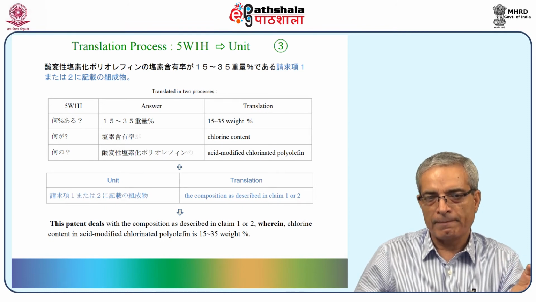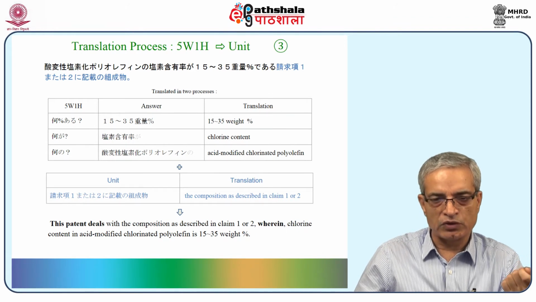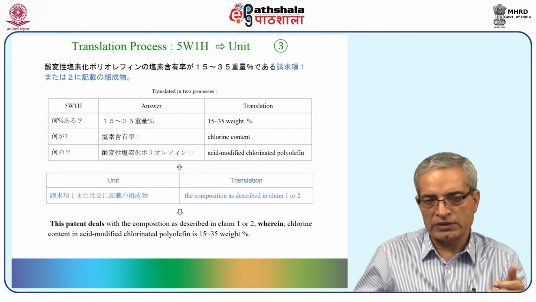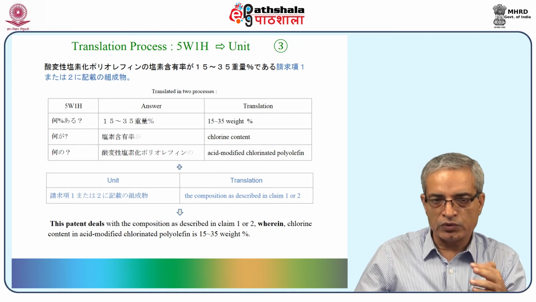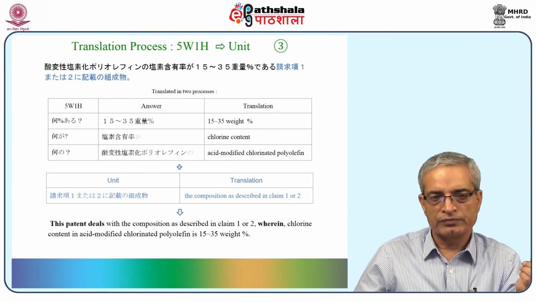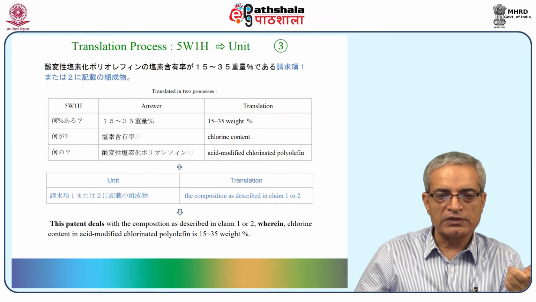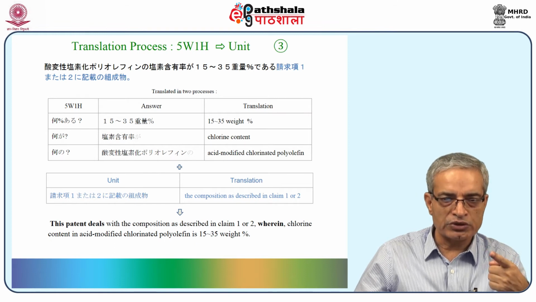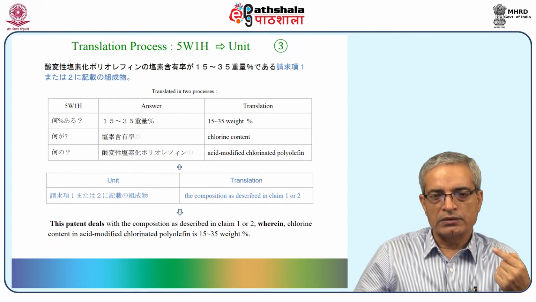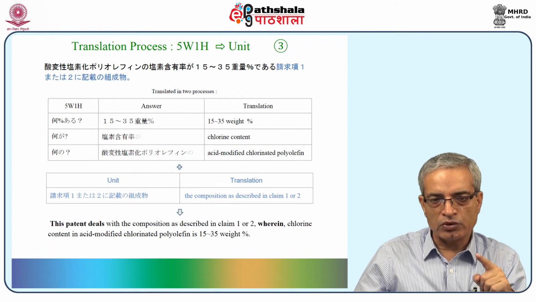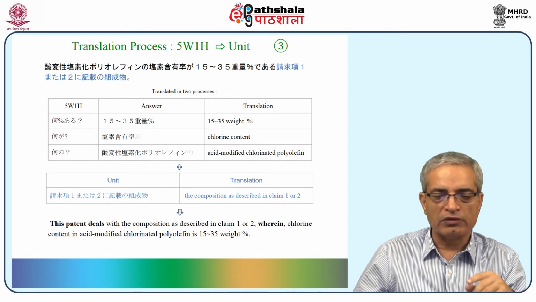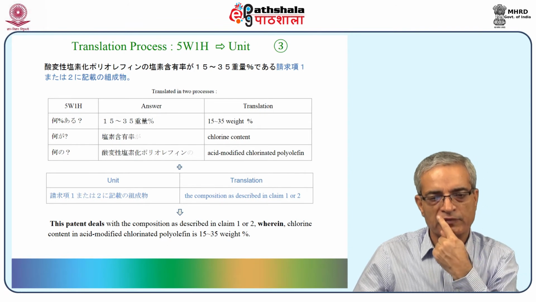The composition as described in claim 1 or 2. In the previous one, it was only one claim probably. It could be 1 to 10. It can be 1 and 2. It could be 1 or 2. So this patent deals with the composition, fine, because that is there in the title, described in claim 1 or 2, wherein chlorine content in acid modified chlorinated polyolefins is 15 to 35 weight percent.